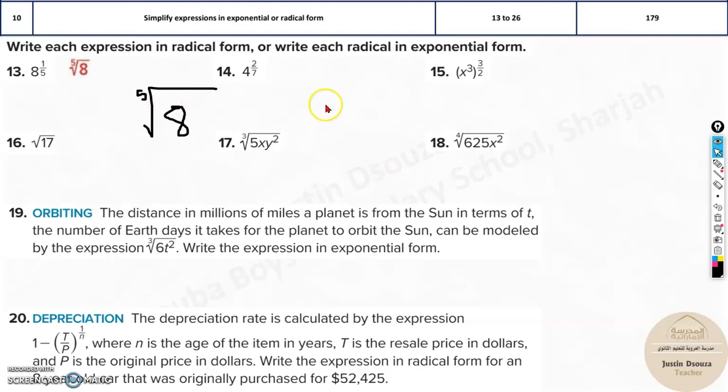It's very, very simple. Now, what about 4 to the power 2 by 7? Whatever is up, it's to the 4. It's a power raised to the power 2.